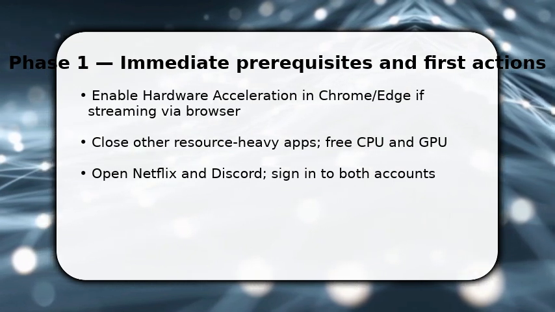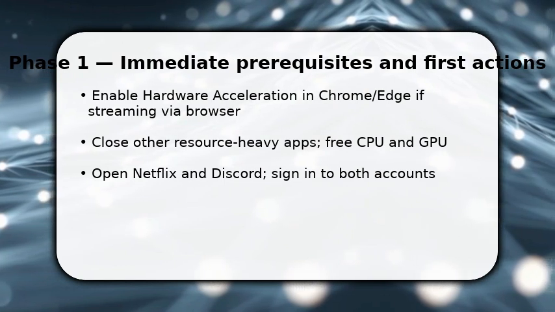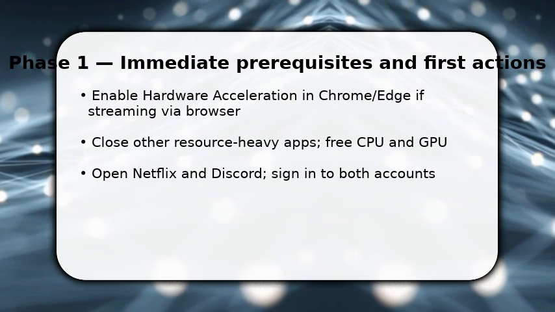Next, set Discord to windowed or borderless for the game or browser window you'll share. This prevents black screens when capturing protected content and keeps frame rate stable.